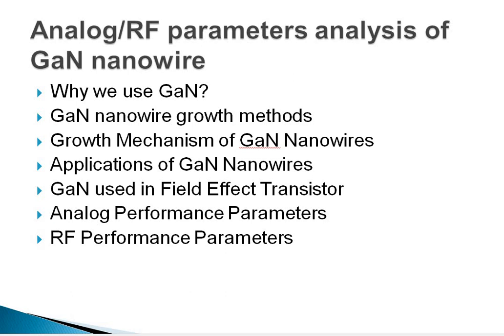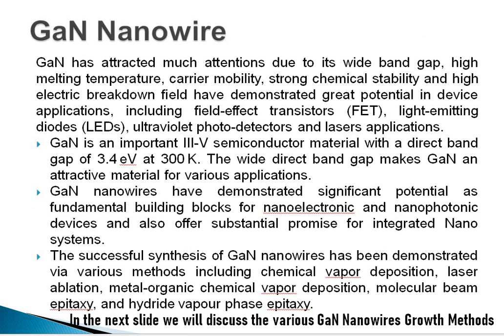Fourth one, applications of gallium nitride nanowires. Fifth one, gallium nitride used in field effect transistor. Sixth, analog performance parameters analysis. And the last but not the least, RF parameter analysis. Let's start with the gallium nitride nanowire.